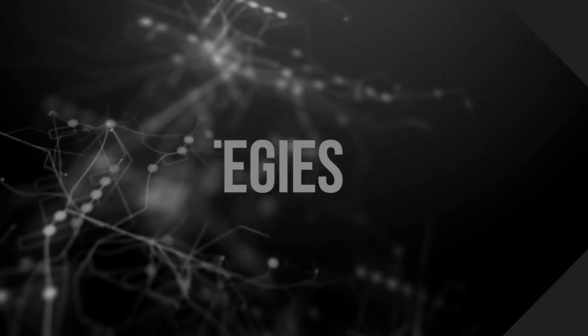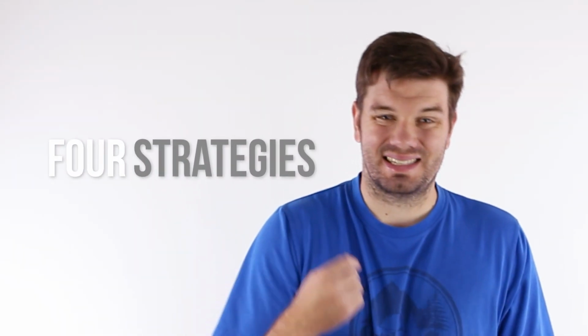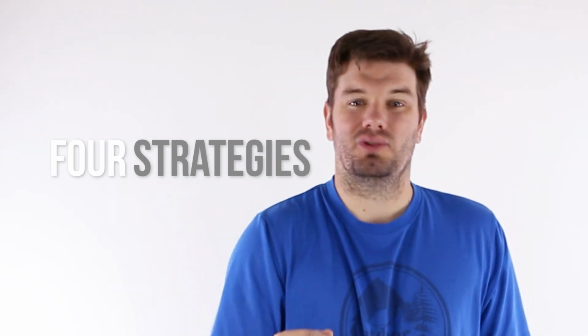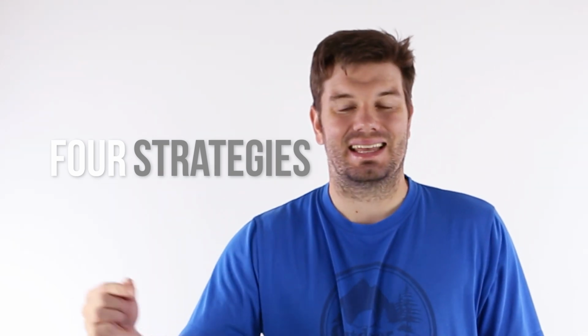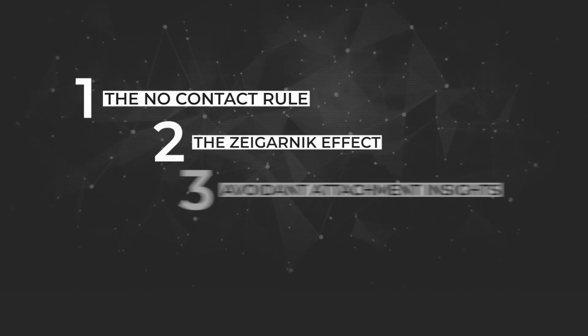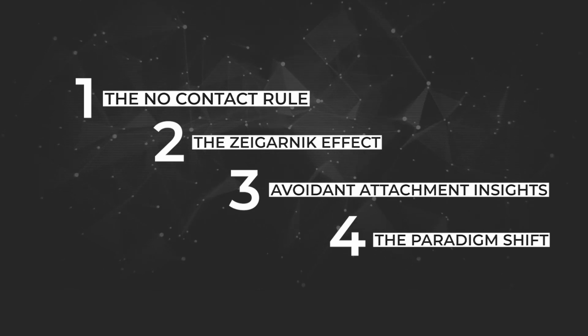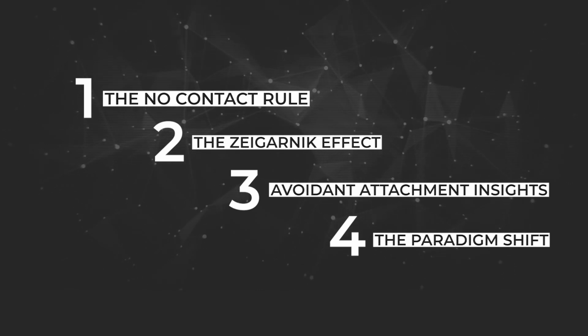So what I'd like to do today is talk to you specifically about the strategies that use reverse psychology that still remain effective. In all, there are 4 strategies that we still advise today that rely heavily upon reverse psychology to succeed in getting your ex back. And those 4 strategies are the no contact rule, the Zeigarnik Effect, avoidant attachment insights, and also a paradigm shift. Now, what I'd like to do is just go through each one of these strategies to explain how they work and where their reverse psychology comes into play.